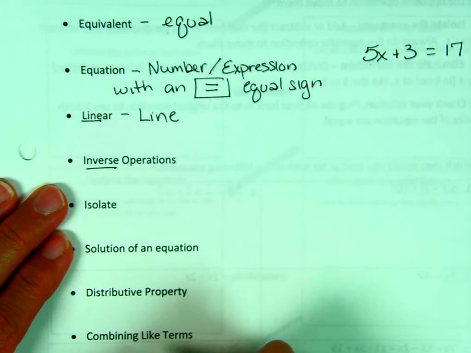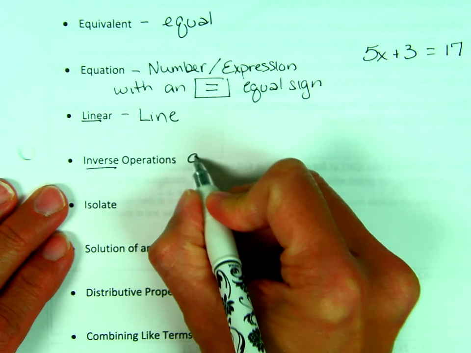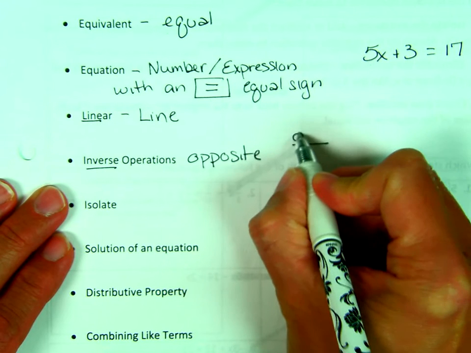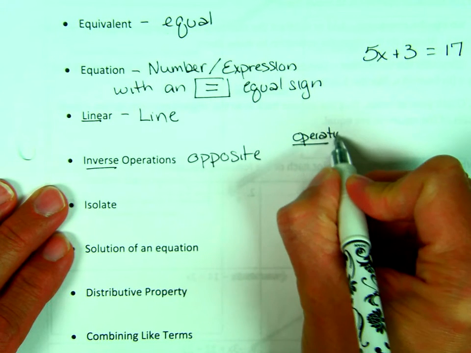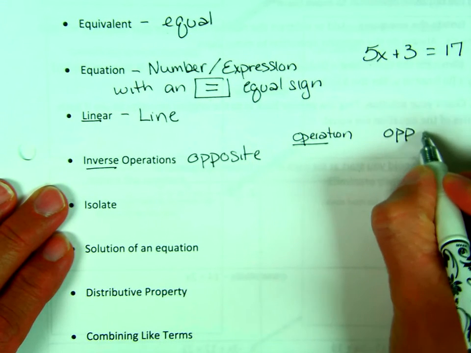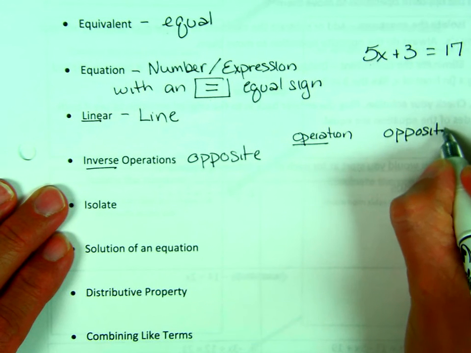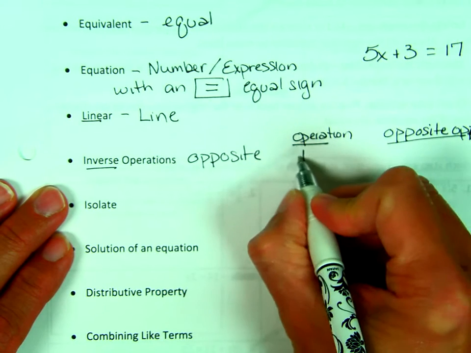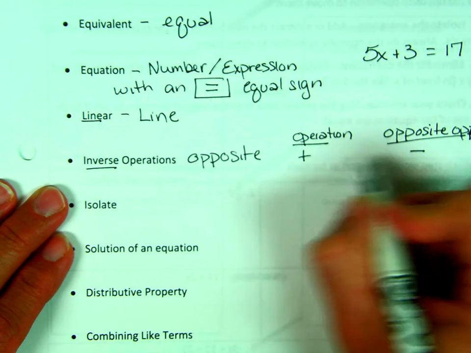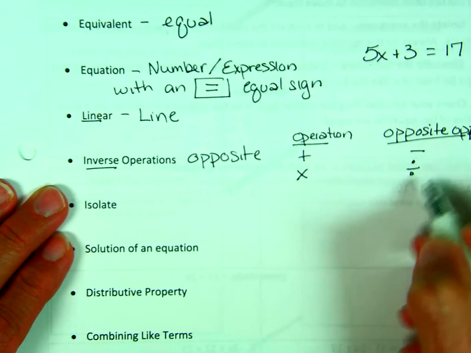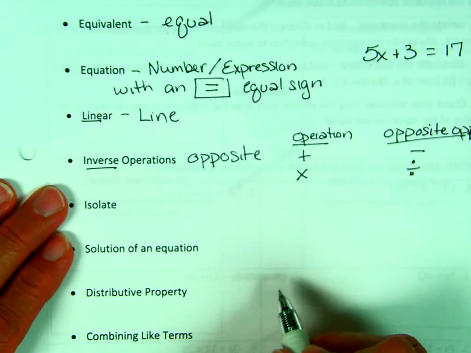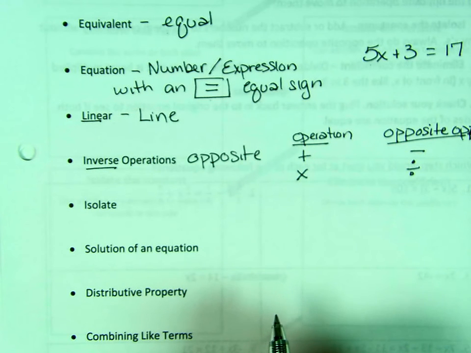Inverse operations, opposite operations. We're going to say inverse is kind of like opposite. So if I said operation over here, and then I said the opposite operation over here. If I said addition, you would say, oh, the opposite of addition is subtraction. The opposite of multiplication is division. And then it goes backwards too. The opposite of division is multiplication. The opposite of subtraction is addition. So in order to solve linear equations, you need to know what the inverse operation is, or what the opposite operation is, to get rid of those things.